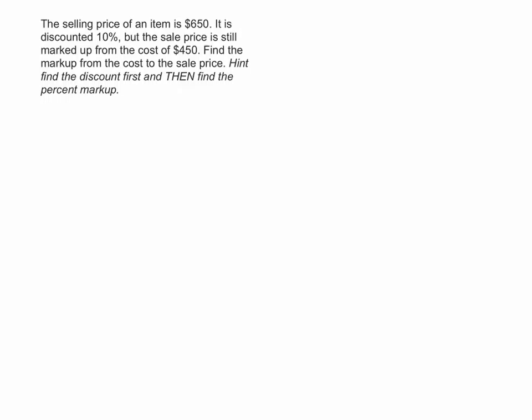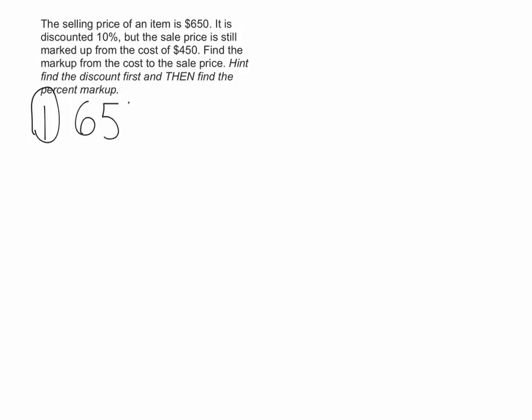Okay, so guys, this is problem 5 on your homework, and it says the selling price of an item is $650. It is discounted 10%, but the sale price is still marked up from the cost of $450. Find the markup from the cost to the sale price. And they give us a hint, and they say we should find the discount first, then find the percent markup. So first thing we're going to do is take that hint.